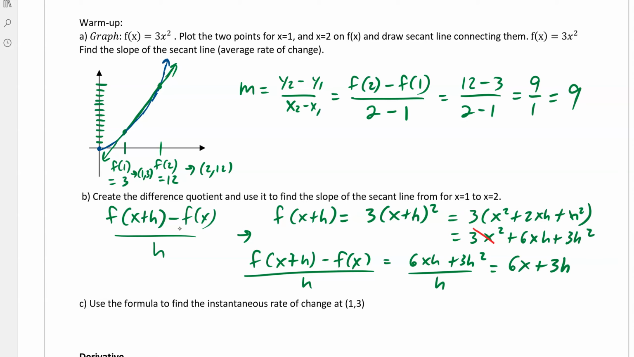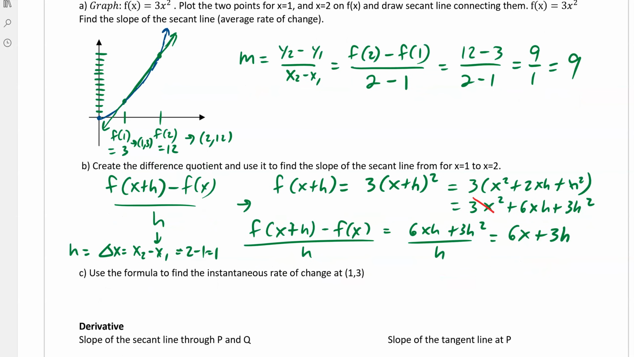Now, if you remember, our h is the denominator, and our h here is x2 minus x1. It's the difference between them. It's our change in x. That's our h, and so that would be 2 take away 1. What's happening here is we have our graph with our secant, and our x here is 1. Our h here is 1 because that gets us to 2. So this is our starting point, 1. Our x here is 1, and we're going 1 unit away to get to 2.